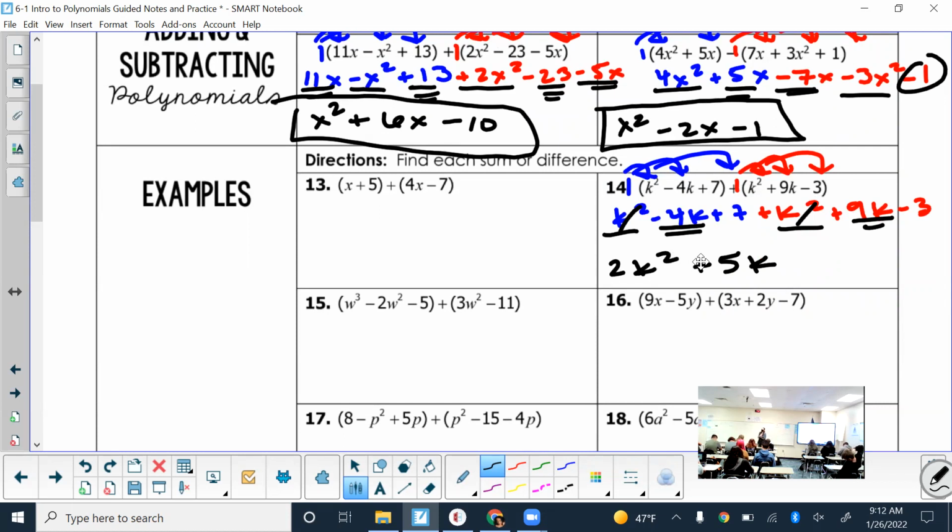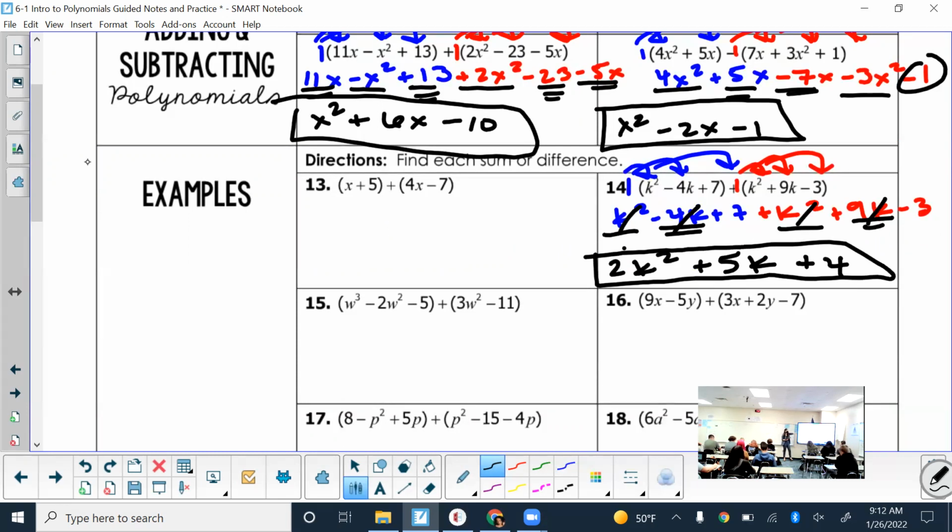And then any constants go last. So I have a constant of 7 and a constant of -3. What do they combine to give me? Positive or negative? Put +4. Good, any questions? Is it in standard form? So then box that up, that will be the answer. If you got a different one, make sure you fix it. Questions on that one? So let's roll that.